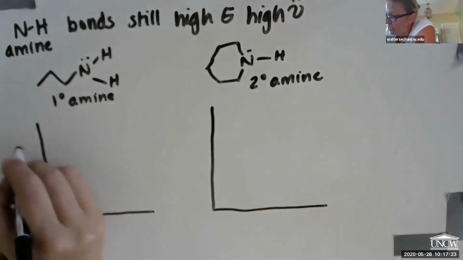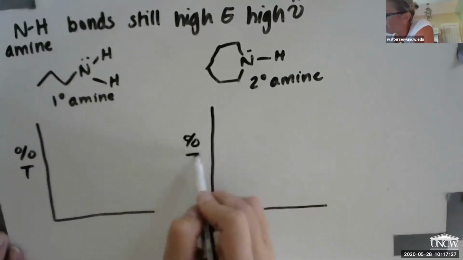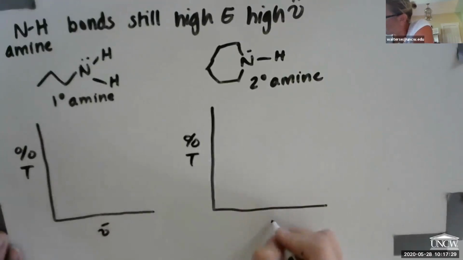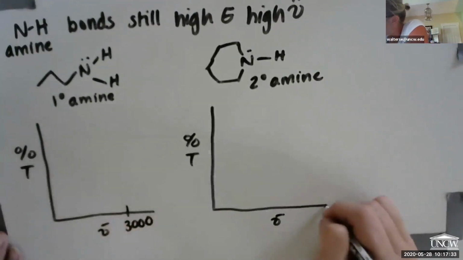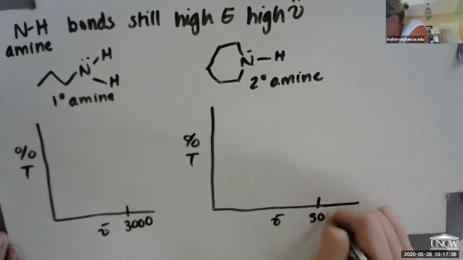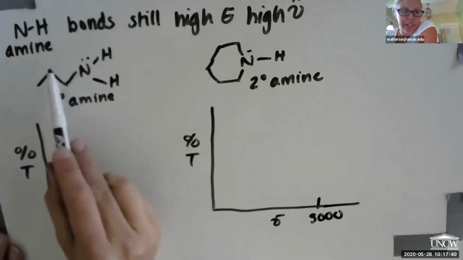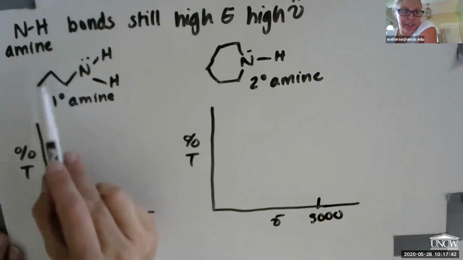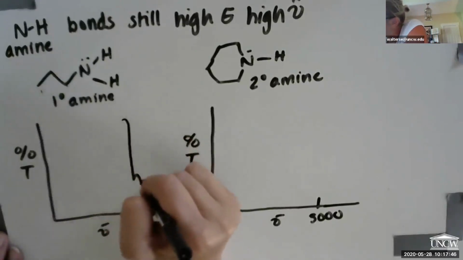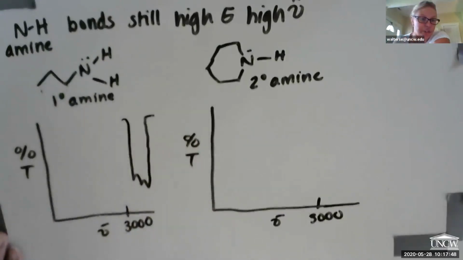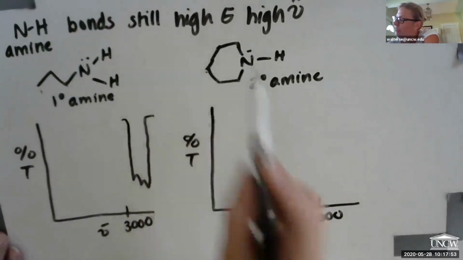Percent transmittance, wave number. So here's 3000. And if you look, here's an sp3 carbon to hydrogen, here's an sp3 carbon to hydrogen, here's an sp3 carbon to hydrogen. So again, you're very often always going to have that feature. And here you have 1, 2, 3, 4, 5.